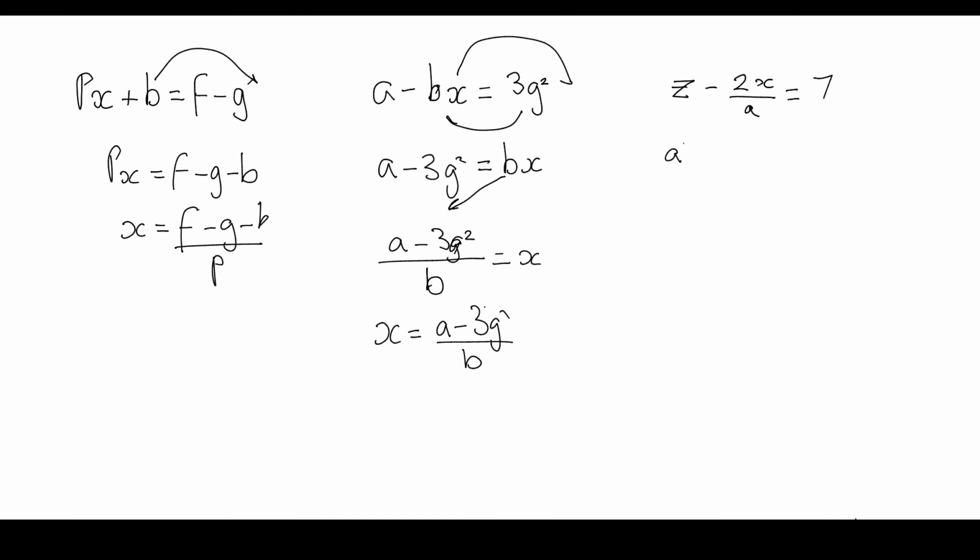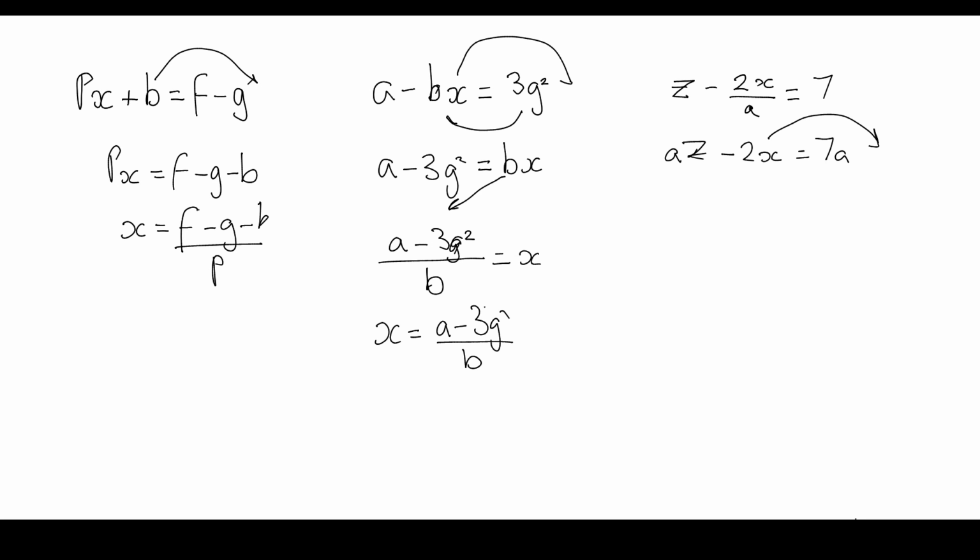So if I multiply the z by a, I get az. If I multiply the minus 2x over a by a, well, it cancels out that divided by a, so I'm just left with minus 2x. And if I multiply the 7 by a, I get 7a. This isn't the only way to do this problem, it's just the way that I would suggest we do it.